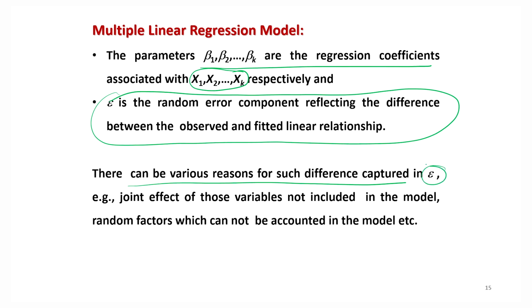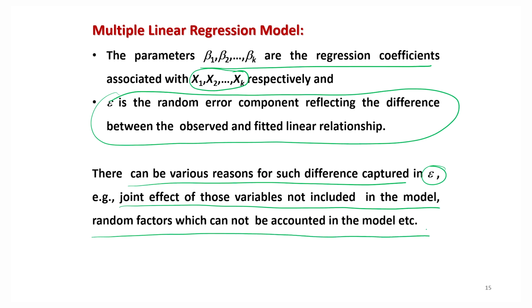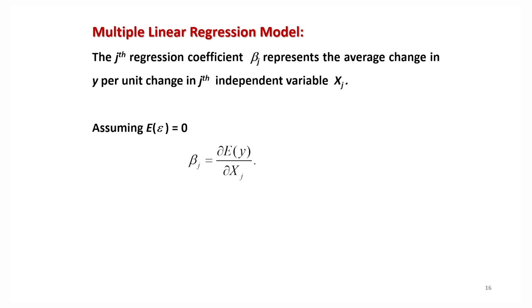So we try to say here that epsilon is the joint effect of all those variables which are not included in the model, random factors which cannot be accounted for in the model, and so on. There is a long list because of which one can justify the use of this epsilon in the model.